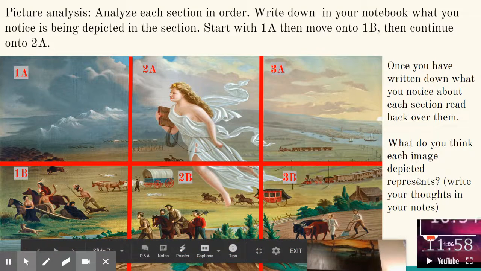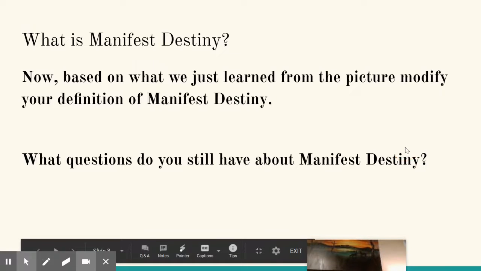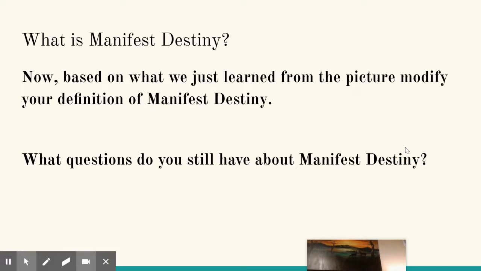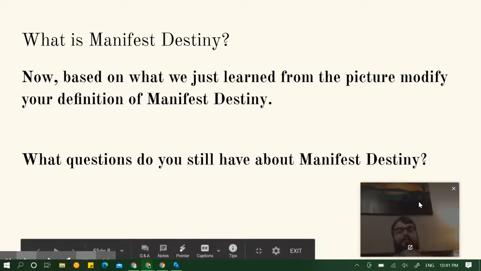Oh, got the timer autoplaying. There we go. So now we've analyzed a picture that is really trying to depict manifest destiny and how the country viewed it at that time. So based on what you just learned from the picture, modify your original definition of manifest destiny. And additionally, what questions do you still have about this concept? I'm sure there are plenty.